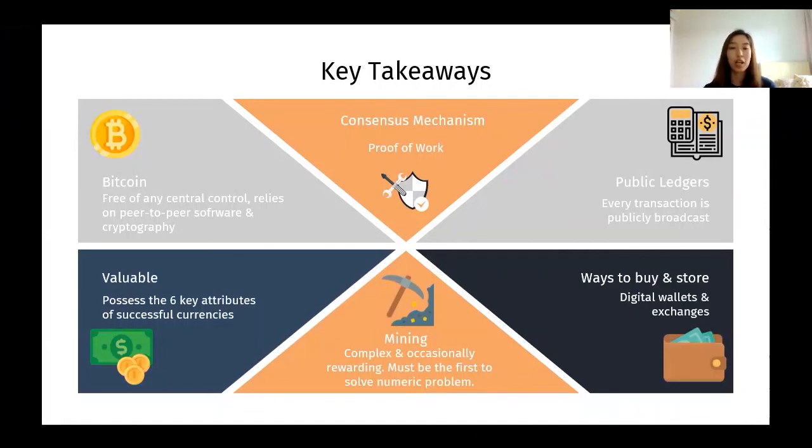And Bitcoins are so valuable because they have the 6 key attributes of successful currencies. And Bitcoin mining is a complex and occasionally rewarding process where you must be the first miner to arrive at the right or closest answer to a numeric problem to be rewarded with some Bitcoin. And this reward would halve around every 4 years. And there are many ways for you to buy Bitcoin. And in the same way that you would keep traditional coins in a physical wallet, virtual currencies are held in digital wallets and can be accessed from client software or a range of online and hardware tools.